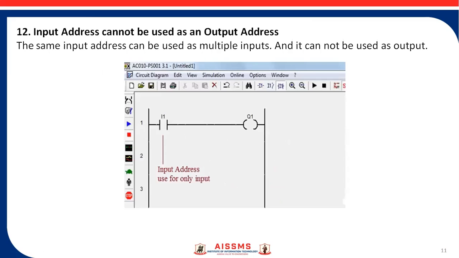Next rule is input address cannot be used as output address. That means input address is used only for input. The same input address can be used as multiple inputs and it cannot be used as output.